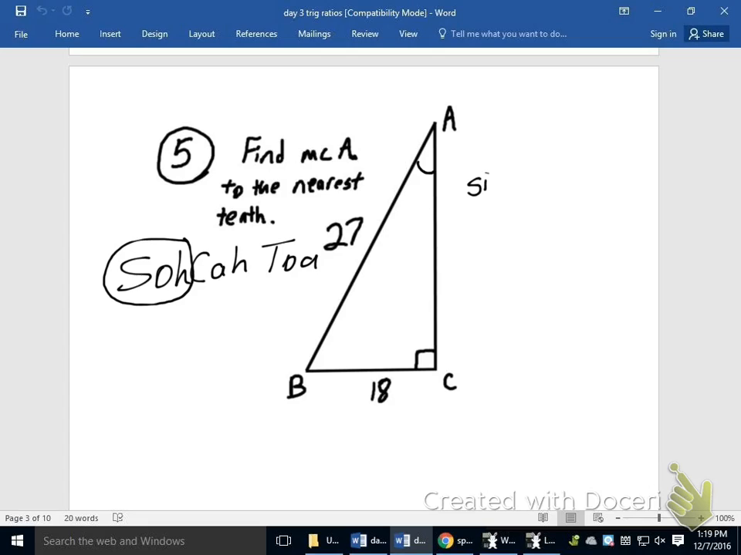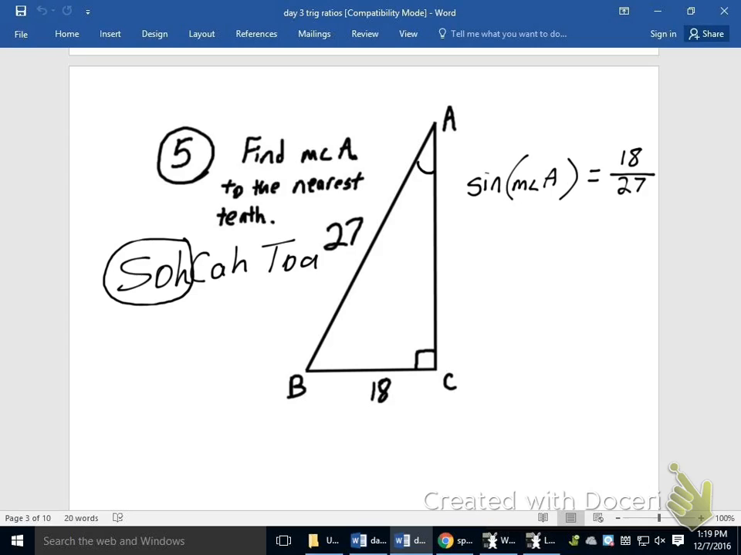So I'm going to set this up: sine of my angle, which by the way I do not know, equals my ratio. Now, I do not know the measure of angle A, so I'm going to write it in right here. Sometimes they'll use an X to represent that unknown angle. Now for my ratio, it's opposite divided by hypotenuse, so it's 18 divided by 27. You could reduce that to 2/3 if you like. What I'm now going to do is solve for the measure of angle A.